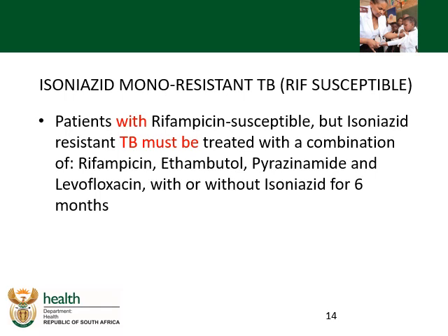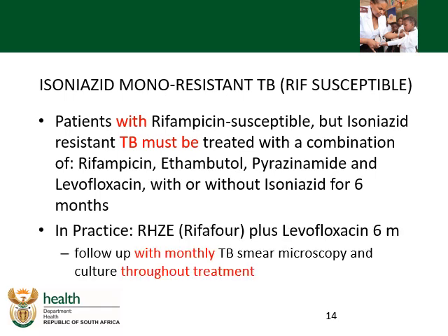Now, to make things much simpler, the easiest thing to do in practice is just to give Rifafour, which has a bit of INH in there, plus your levofloxacin. And then if the patient has an inhA mutation and you want to add in some extra INH, you can give an additional 300 milligrams of INH to that course. And that makes it a relatively simple regimen to take.